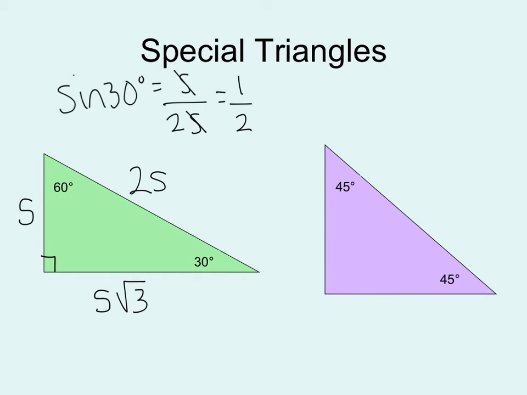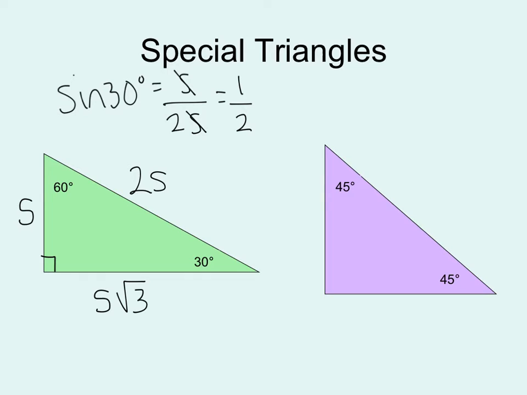By making the sides of my triangles in terms of S, that means that the triangle could be any size. As long as the angles are 30, 60, and 90 degrees, the sine of the 30-degree angle, regardless of how big S is, it could be 5, in which case this would be 10. It could be 20, in which case this would be 40. The sine of 30 degrees will always be opposite over hypotenuse, which will always reduce down to 1/2. So in short, the sine of 30 degrees is always 1/2.